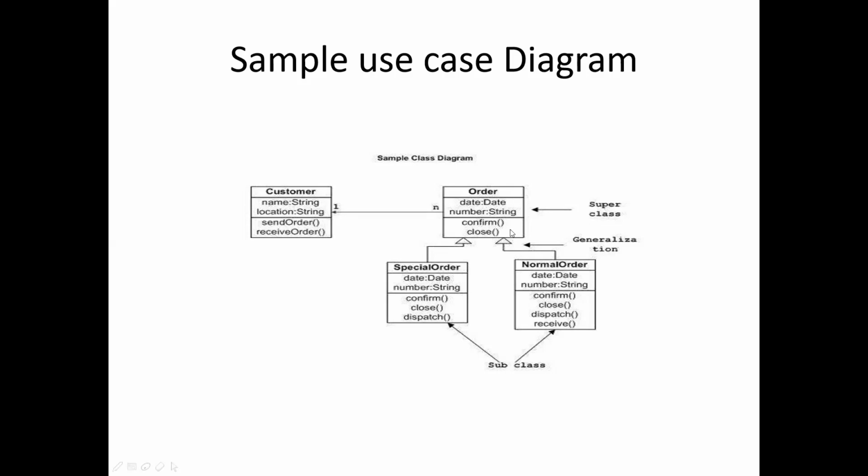Here, these properties are given by default to the special order as well as the normal order. But those are the special properties or attributes of the special order, and those are the properties or attributes only for the normal order. And there, 1 and n is the relationship among those classes. In this way, we draw a sample class diagram.